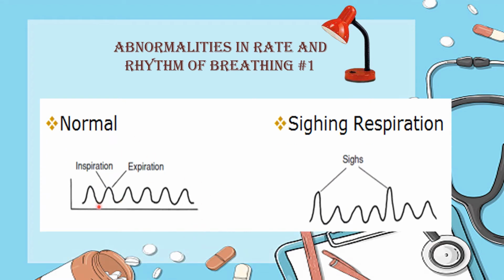So this is the normal pattern of normal respiration: inspiration and expiration. The normal respiratory rate is about 14 to 20 per minute in normal adults and up to 44 per minute in infants. So it depends on your references. Other references would say the normal breathing for adults is 12 to 20. Others would say that the normal breathing for infants is up to 60.